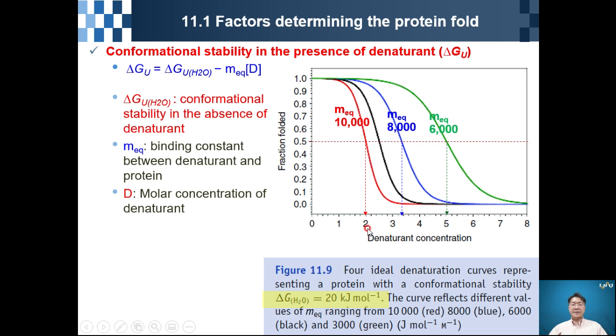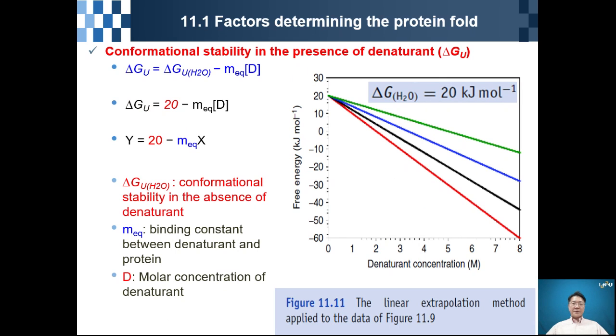Okay, so we will see some details of how to calculate delta GU in the next slide. In this slide, I will explain the detailed procedure to calculate conformational stability in the presence of denaturant. Previously we found that delta G H2O was 20 kJ per mole. It means that the y-intercept will be 20. So delta GU will be 20 minus MEQ times D.